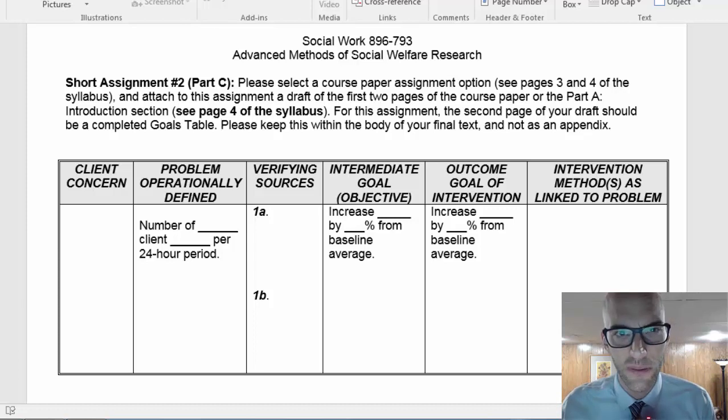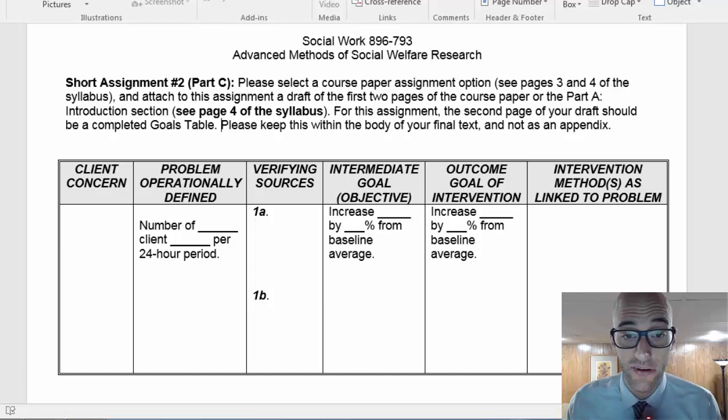Filling out the goals table, most people do something about improving the number of minutes of exercise they get per week, or per day rather. So filling out the goals table, you want to move from left to right. So the client concern that most people do is lack of exercise. The problem operationally defined could be number of minutes of exercise the client gets per 24 hours. Verifying source could be number of times they've gone to the gym based on a gym record, or having a classmate or maybe a Fitbit being a verifying source.